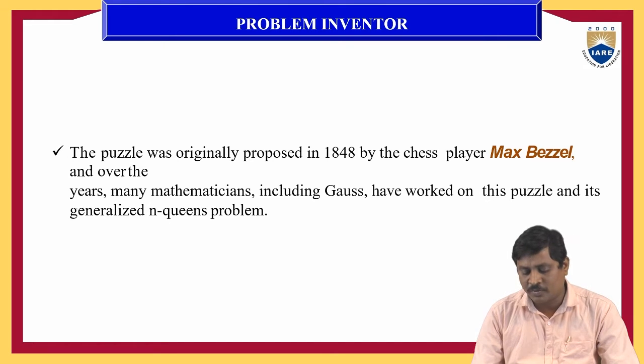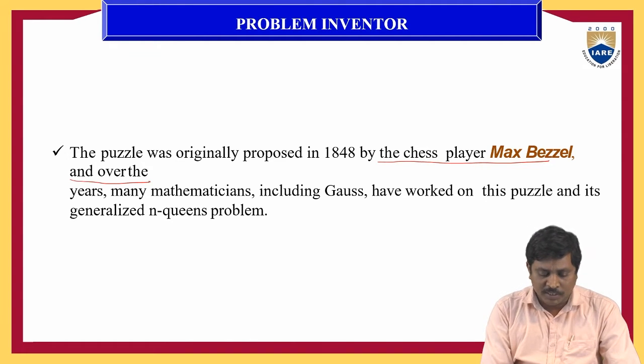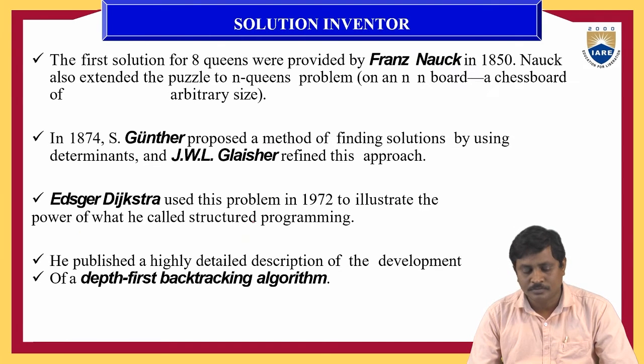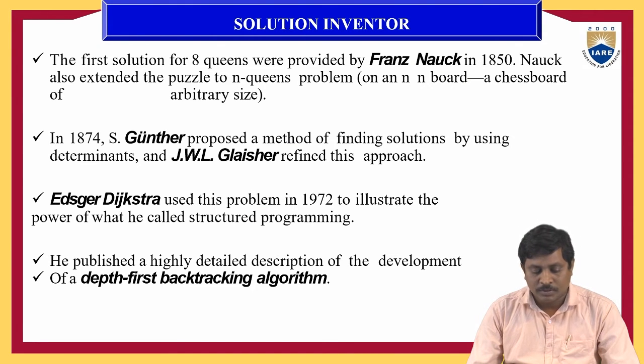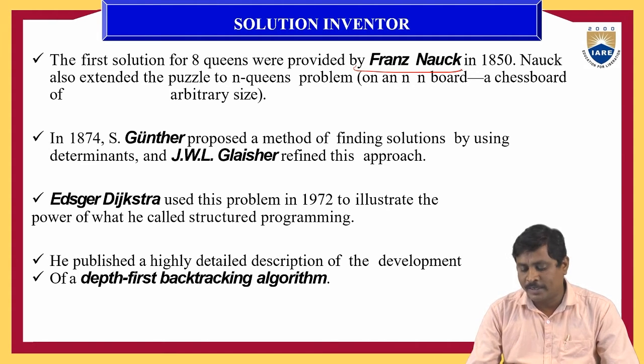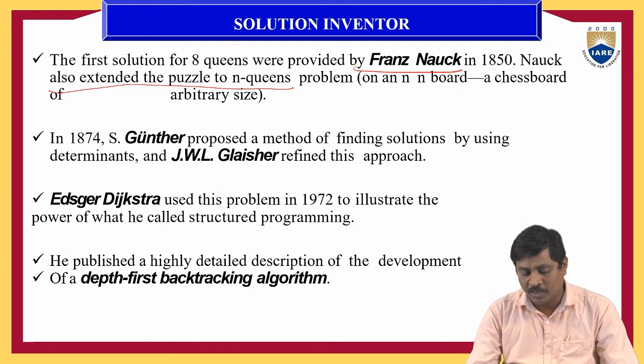The puzzle was originally proposed in 1848 by chess player Max Bezzel, and over the years many mathematicians, including Gauss, worked on this puzzle and generalized it to the n queens problem. These are the solution inventors. The first solution for 8 queens was provided by Franz Nauck in 1850. Nauck also extended the puzzle to the n queens problem.